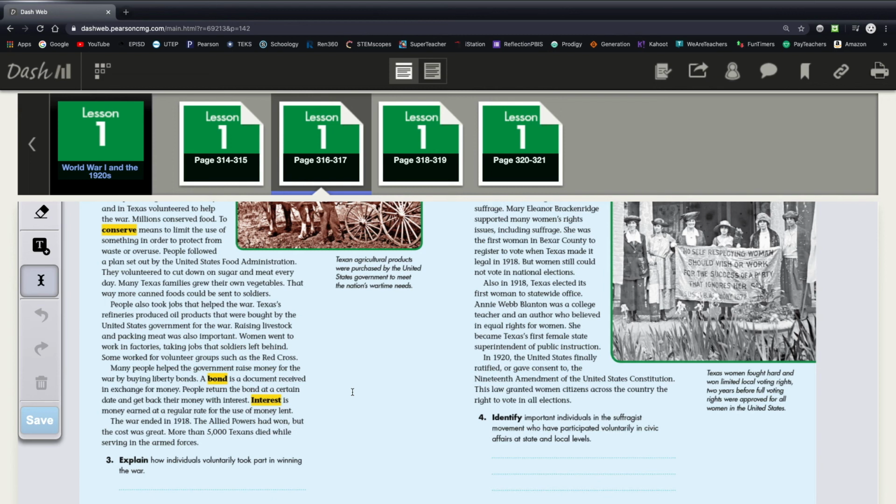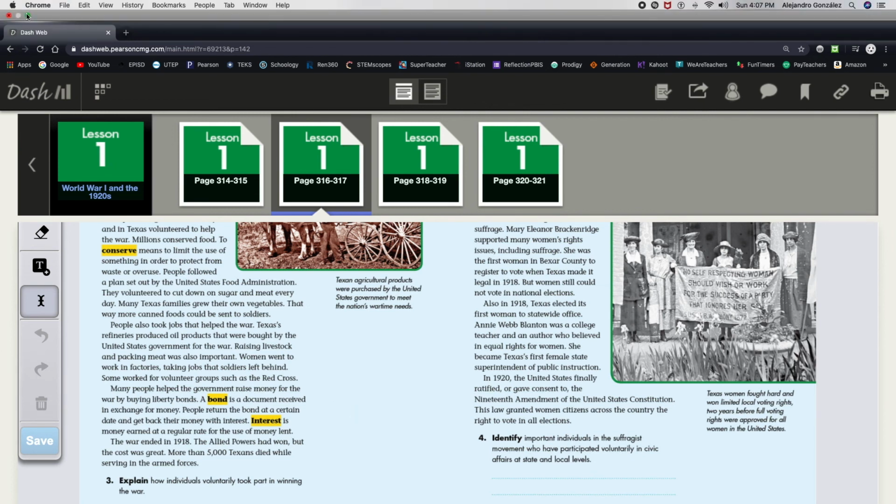So a bond was a document that helped the government to raise money. Actually, it was like you giving money to the government. And the good thing is that at the end of the war, the government paid back to you with interest. That means that you got more money at the end. Okay, so those were two ways of how people in the United States and Texas helped during the war.